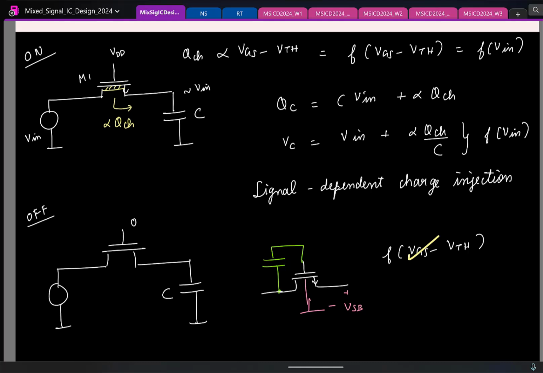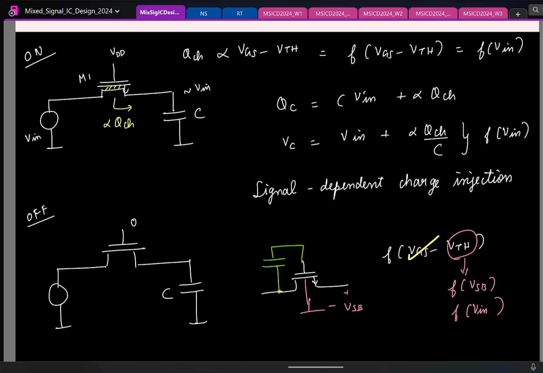But what happens if there is a non-zero VSB? Some of you might know already. It turns out that if VSB changes, the threshold voltage changes, and the threshold voltage is a nonlinear function of VSB, so it follows that this is a nonlinear function of the input. So we'll still have some nonlinearity because of this channel charge.